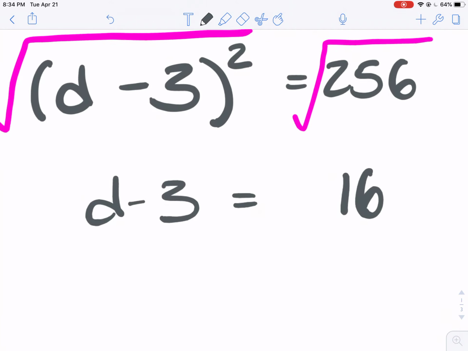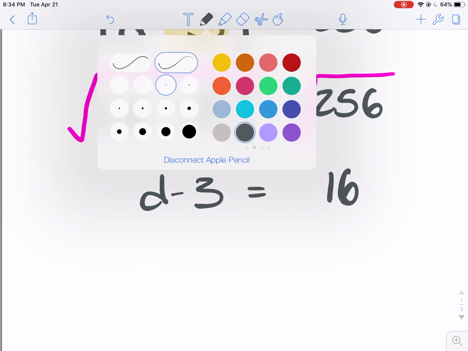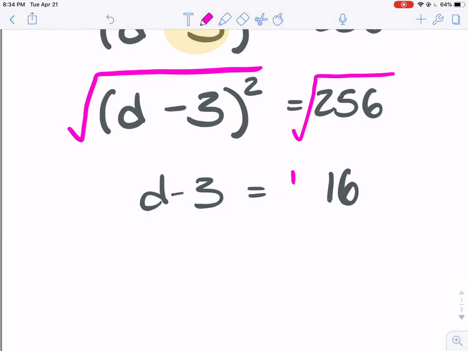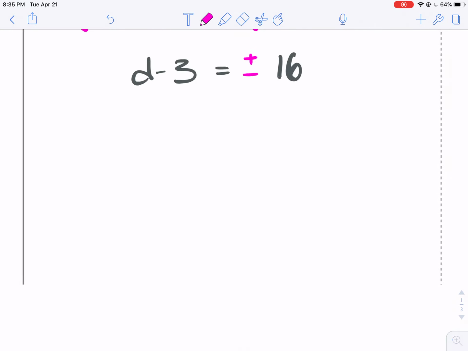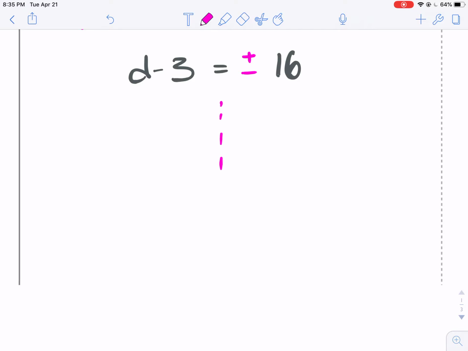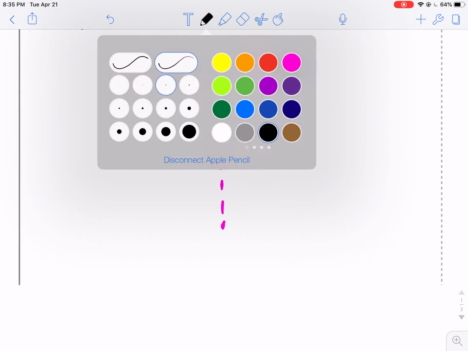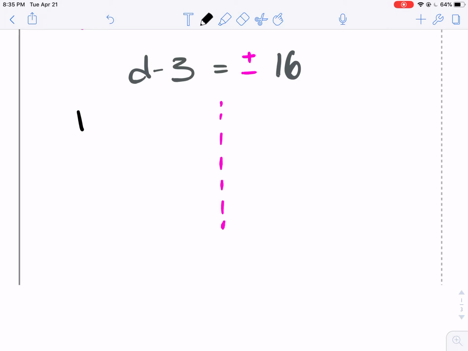Except wait, square roots have 2 answers. That is plus or minus 16. And we're almost there. You guys, we are so close. To solve this plus or minus, you have to split them into 2. So that will give us d minus 3 equals positive 16. D minus 3 equals negative 16.